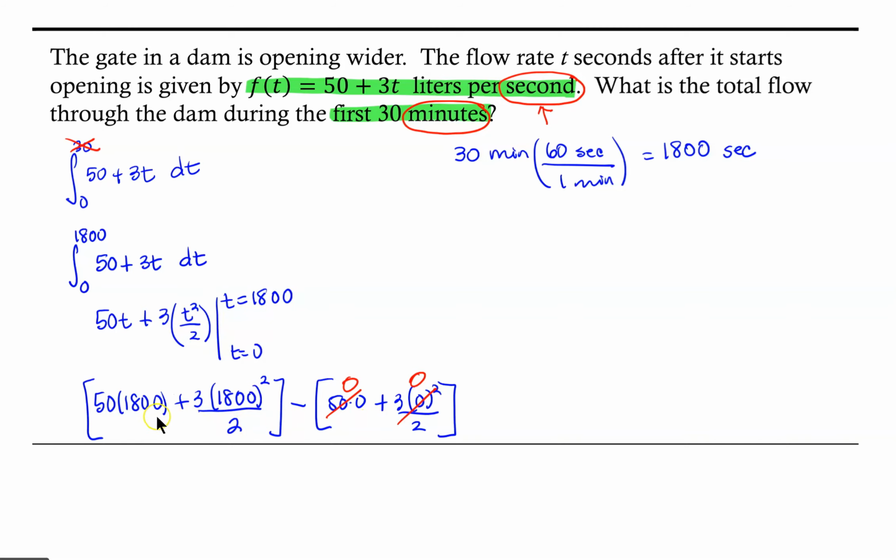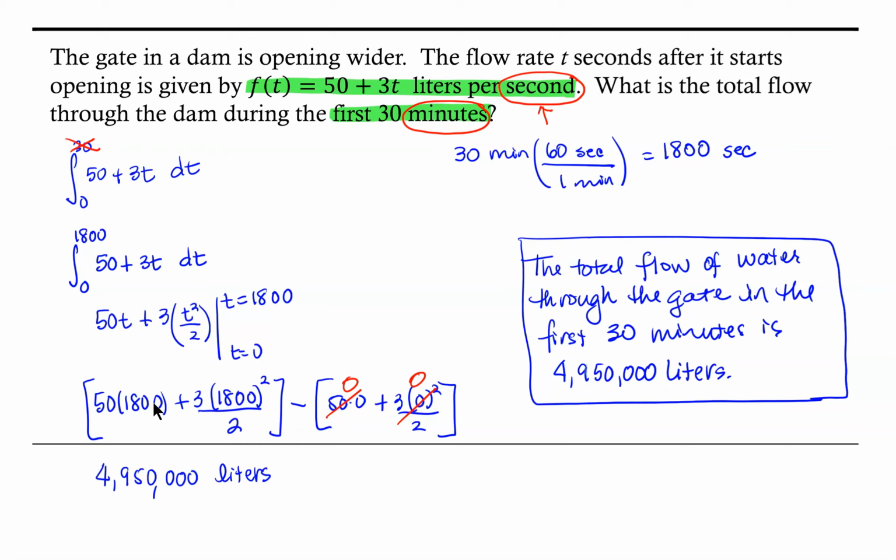So if we run these values through a calculator, we get 4,950,000 liters. So we can summarize by saying the total flow of water through the gate in the first 30 minutes is 4,950,000 liters. I hope you find this helpful.